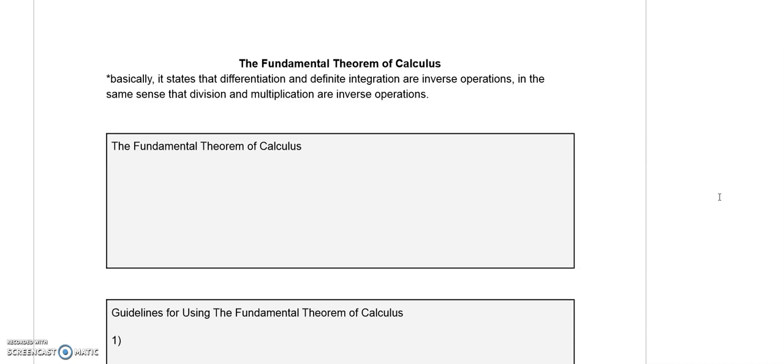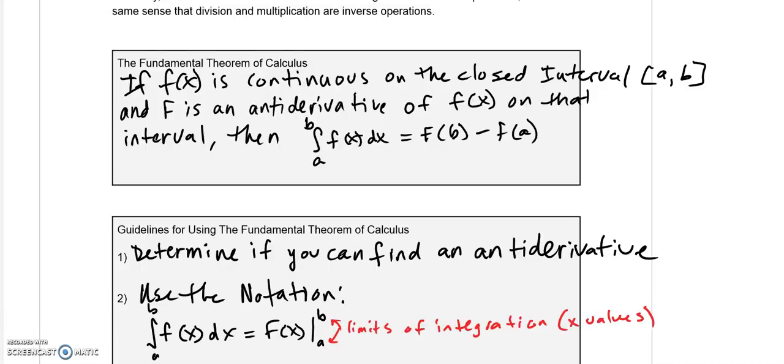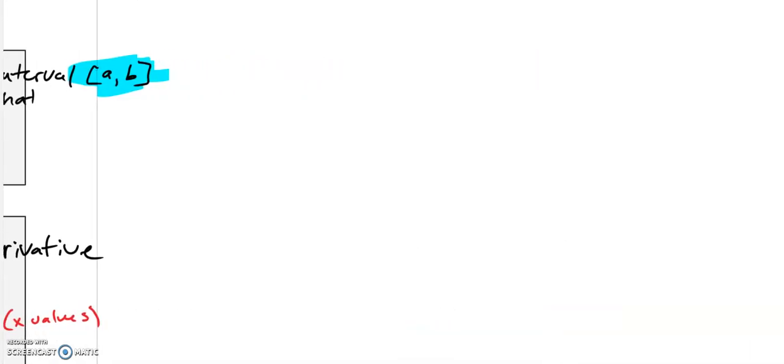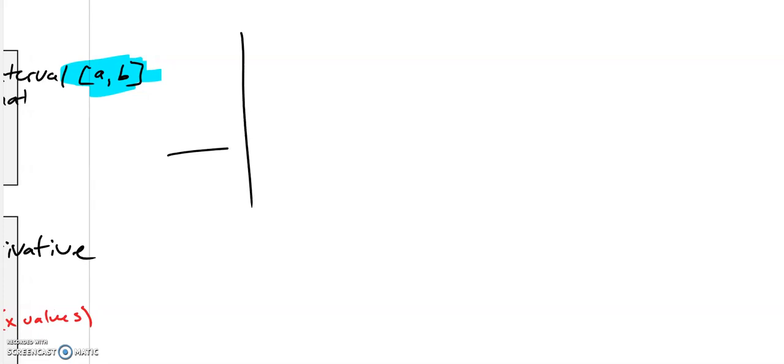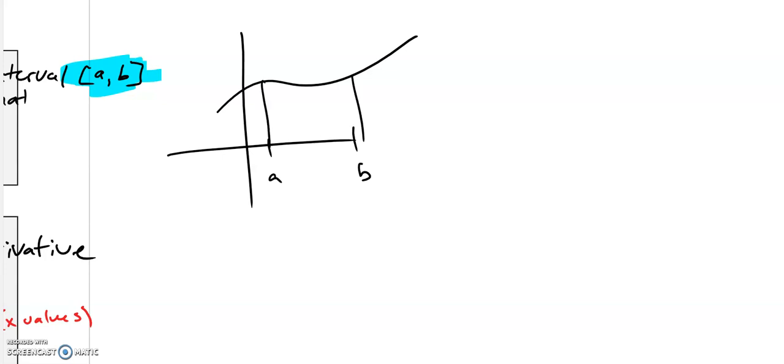So for the first part, the fundamental theorem of calculus definition, let's take a look at what that has to say. If you have a function that's continuous on the closed interval a to b, those are going to become what are known as your limits of integration. If you're looking at a graph, A to B, and we want to find the area under the curve from A to B, that's your closed interval.